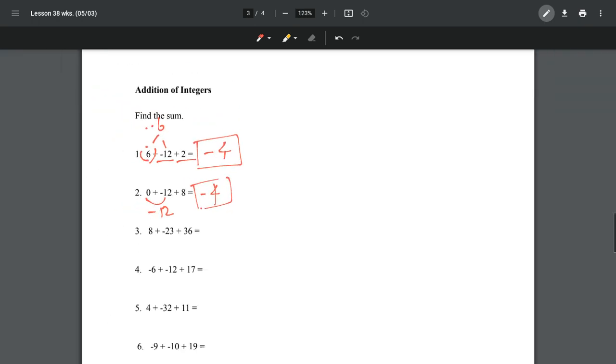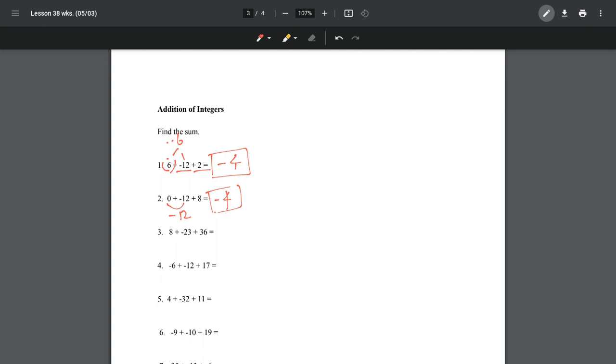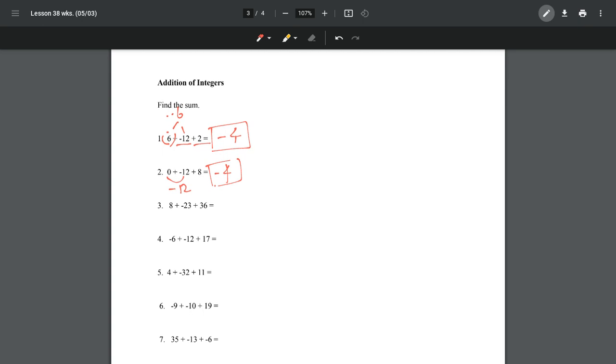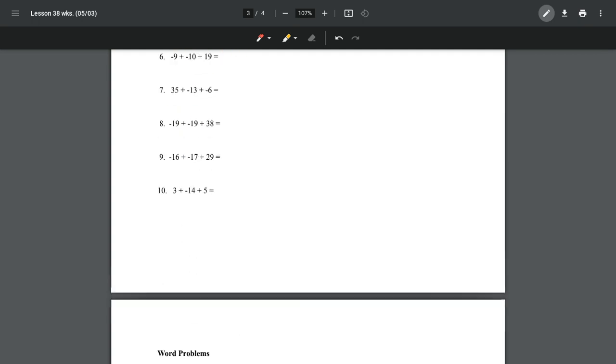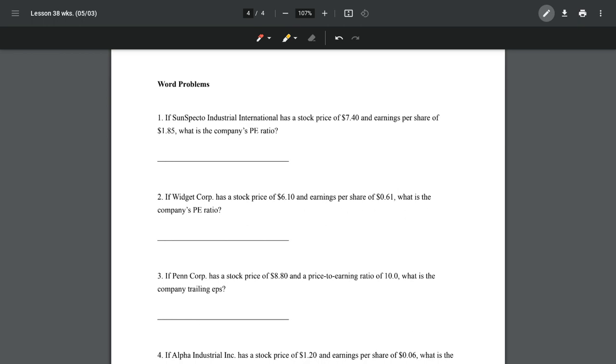If you're ever struggling with addition of integers, like adding negative numbers, just draw yourself a little number line and see if that helps. And let's move on to word problems.